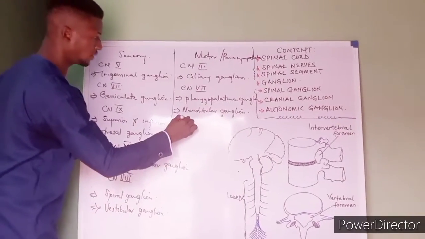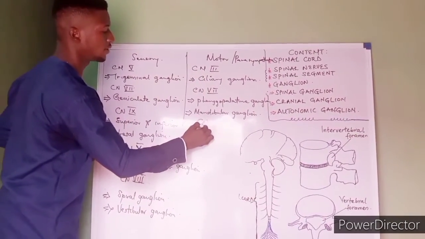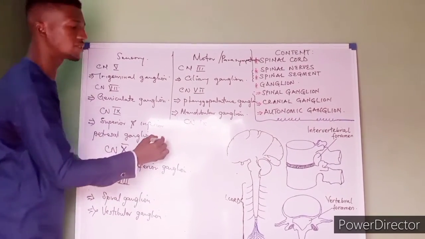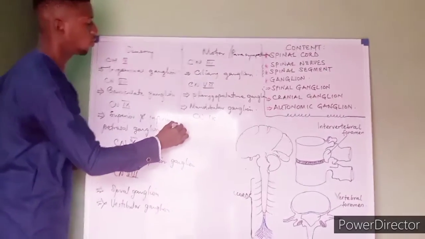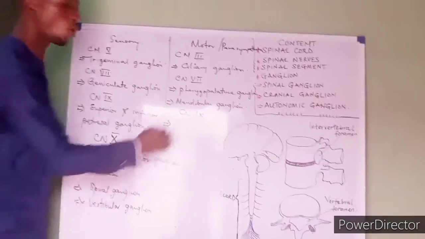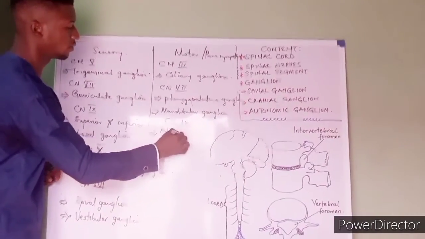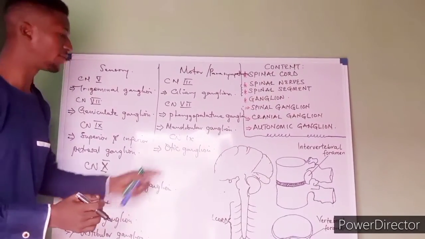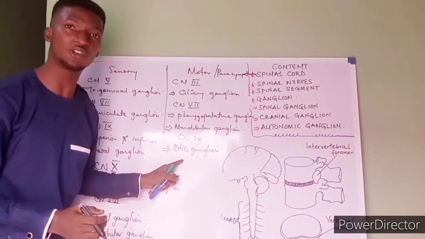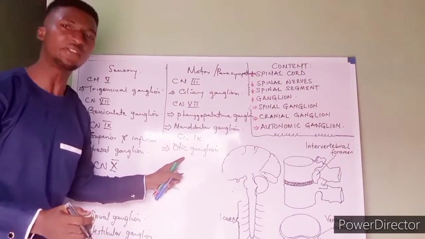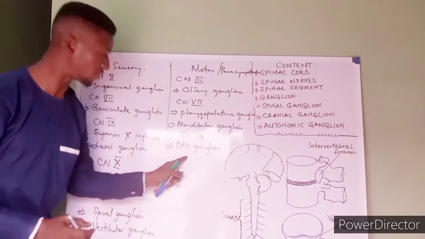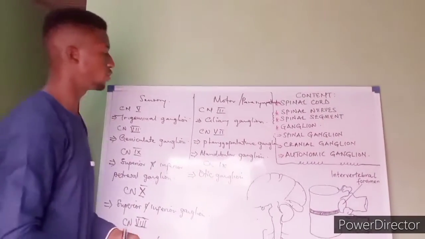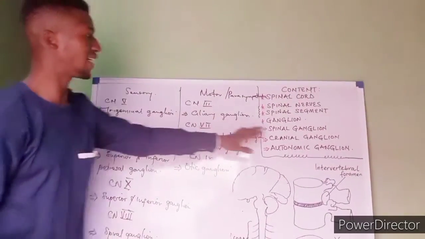Then let's talk about the next one. That's cranial nerve 9, the glossopharyngeal. And what does this cranial nerve give rise to? It gives rise to the otic ganglion. And where does this otic ganglion evolve from? It also evolved from a particular nucleus. What's the nucleus? It is called the inferior salivatory nucleus. These are the ganglia that we have for the cranial ganglia.